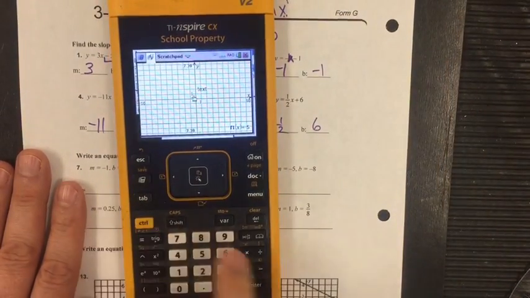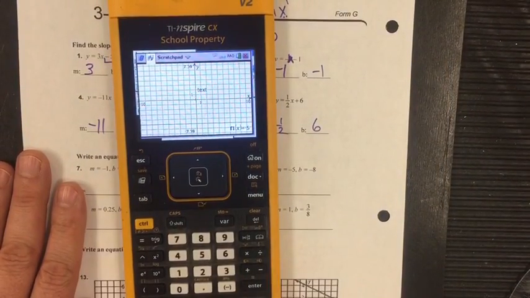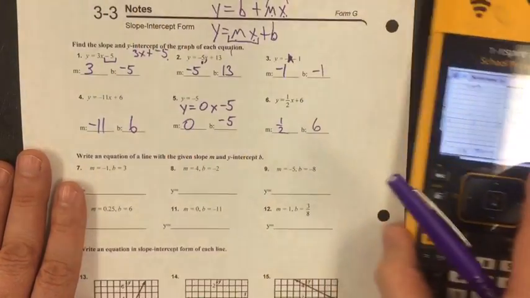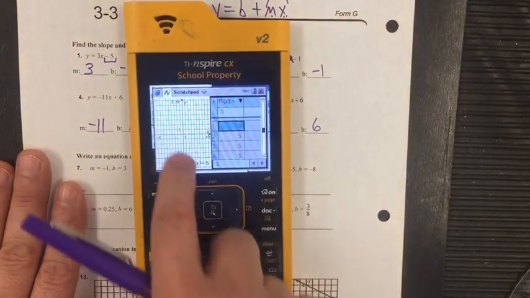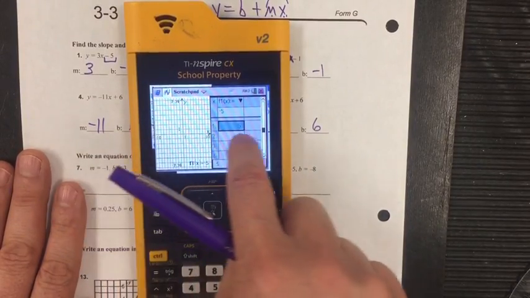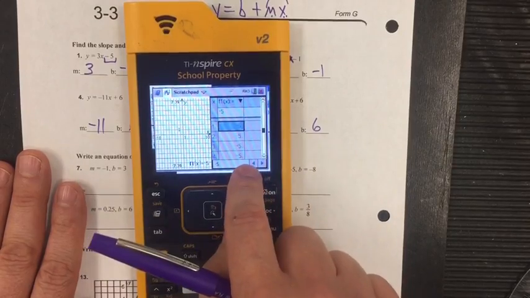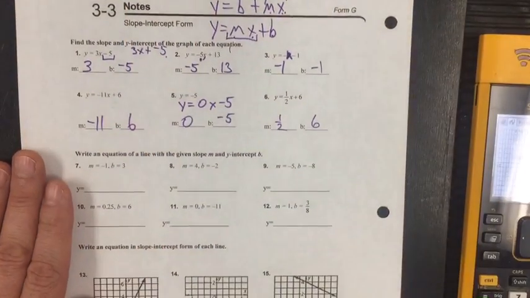When I go to the table, take a look at what the table looks like. It's negative 5 all the way down, because the y value is always negative 5. That makes it the horizontal line. It's not ever going up or downwards. It's always on negative 5 on my y value.